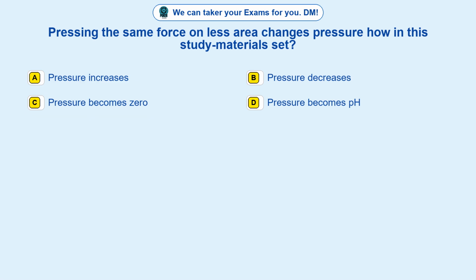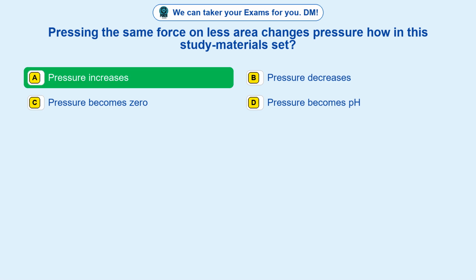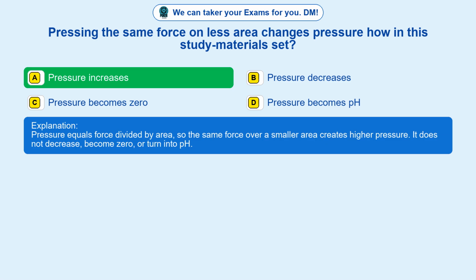Question 79. Pressing the same force on less area changes pressure how in this study materials set? Option A, pressure increases. Option B, pressure decreases. Option C, pressure becomes zero. Option D, pressure becomes pH. The correct answer is option A. Pressure increases. Pressure equals force divided by area, so the same force over a smaller area creates higher pressure. It does not decrease, become zero, or turn into pH.